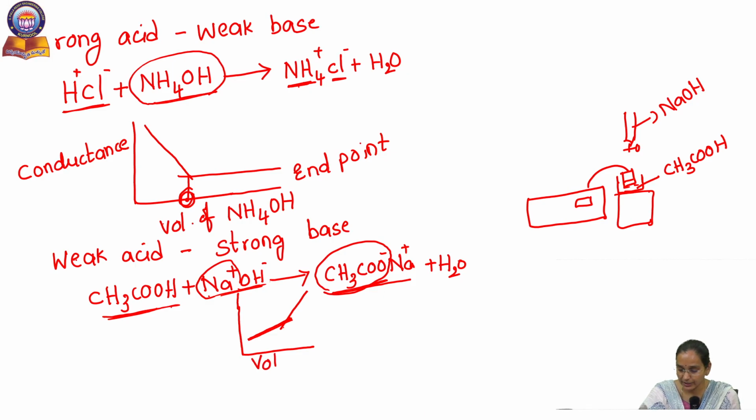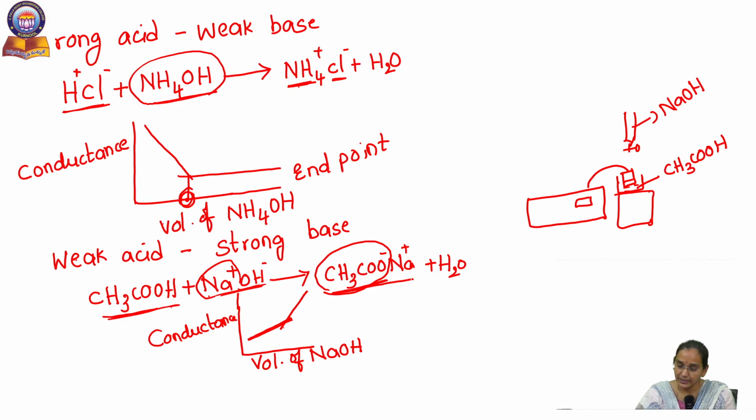Now if we plot a graph between volume of sodium hydroxide and conductance, the graph will be like this. First slowly increase and then rapid increase. First, why the slow increase? Initially acetic acid doesn't exist as ionized, so with the addition of sodium hydroxide, it is giving acetate ion and sodium ion. So there is an increase in the number of ions. Increase in the number of ions means conductance increases.